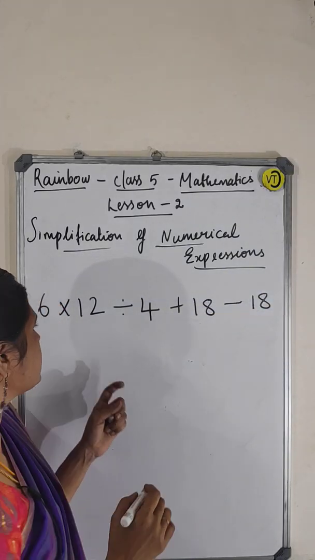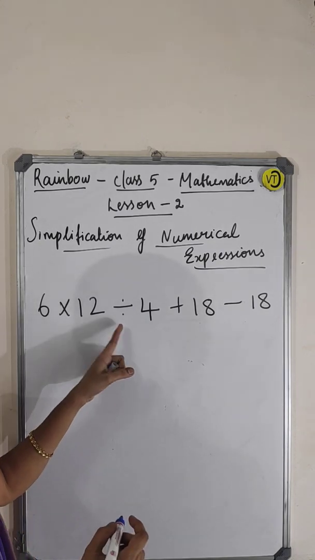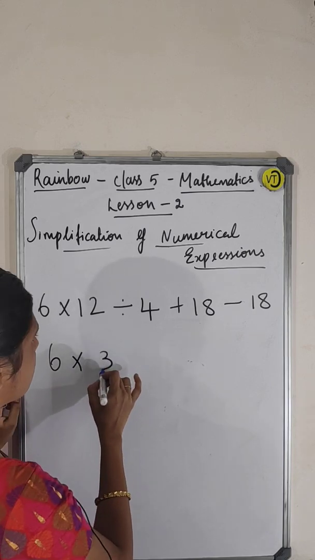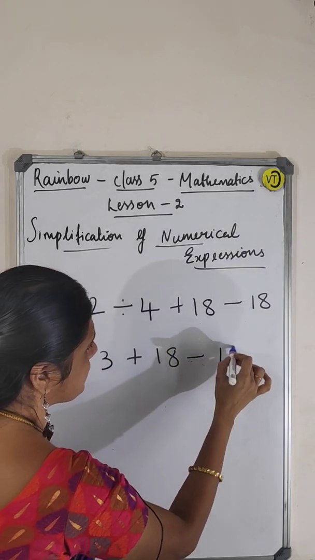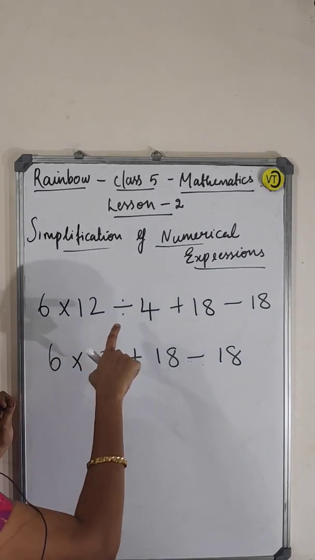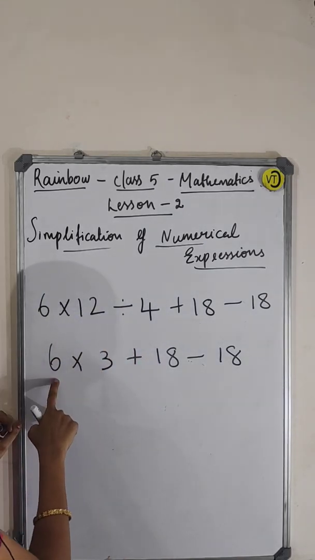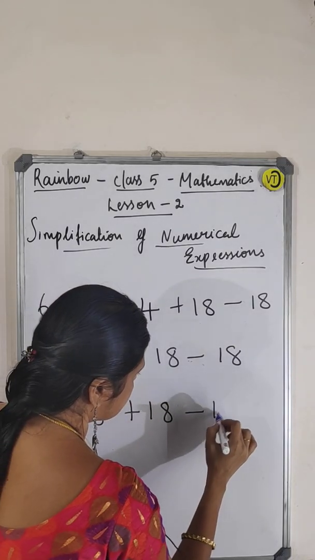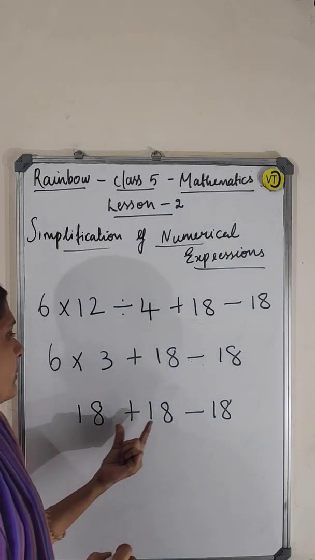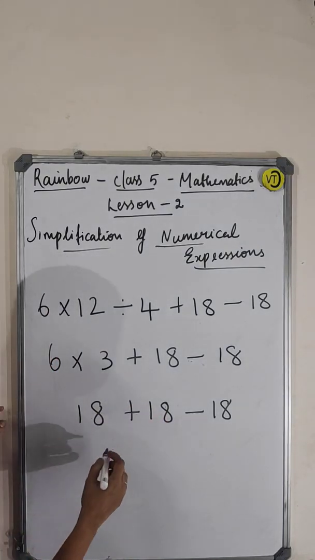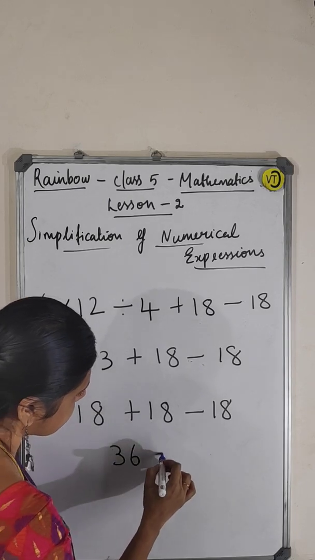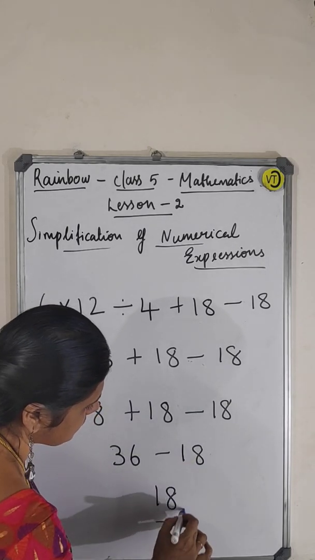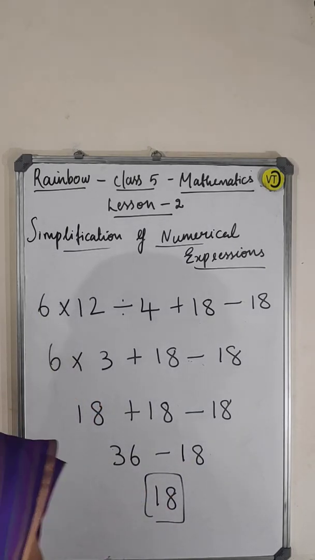How do you do this? First division, I told you, right? So you focus on division now. 12 by 4 is 3. 6 into 3 plus 18 minus 18. Division is over, then multiplication. 6 threes are 18, plus 18 minus 18. What is 18 plus 18? That is 36. 36 minus 18 is 18, which is our answer. Okay, guys, it's easy, right?